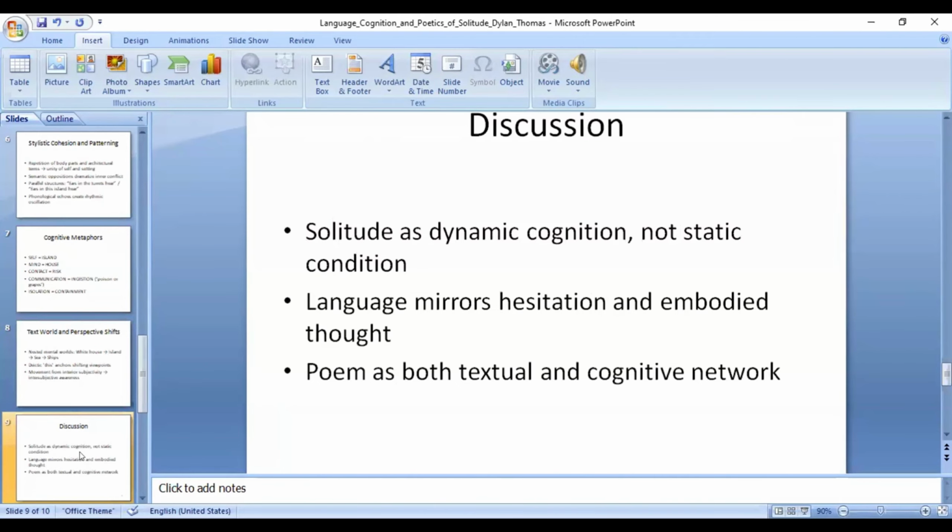By integrating insights from stylistics and cognitive poetics, the analysis reveals that Thomas's language functions simultaneously as textual fabric and cognitive network. His art exemplifies how poetry can render the invisible process of consciousness visible through linguistic design. The poetics of solitude in the poem is not merely about separation from the world, but about the recursive cognitive labor of constructing selfhood within and against that separation.